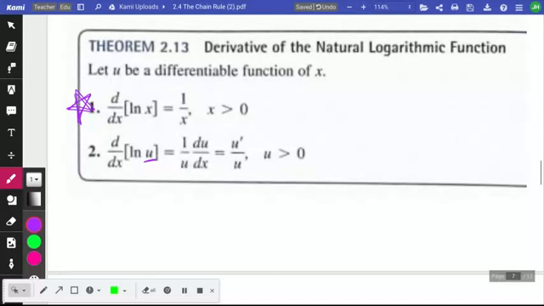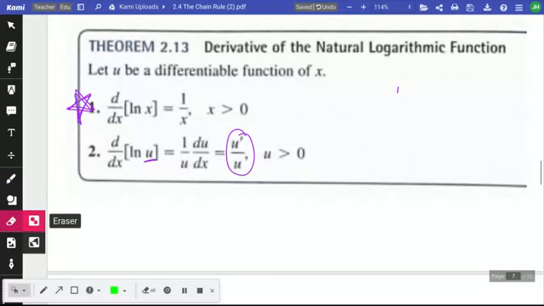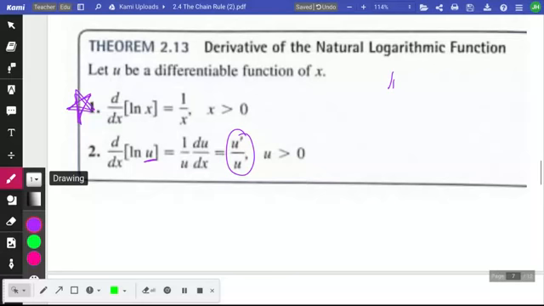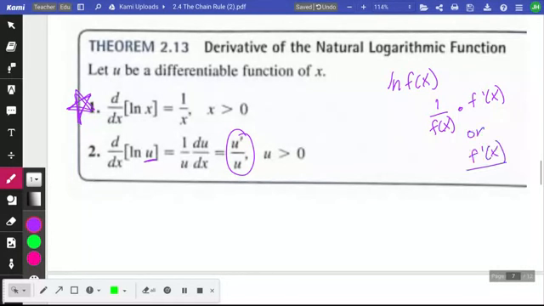Du over dx would be the derivative of that function. Or they rewrote it as the derivative of the function over u. So I like to think of it this way: if I had the natural log of a function f of x, and I'm doing the chain rule in full, I would have 1 over f of x times the derivative of f of x, or an easier way to write it would be the first derivative over the original function. That is the chain rule worked out for you.